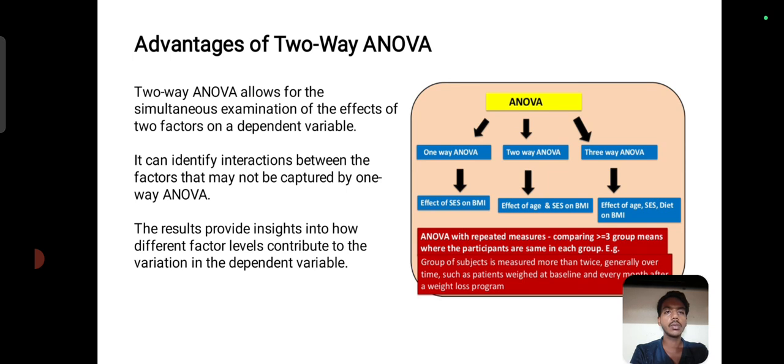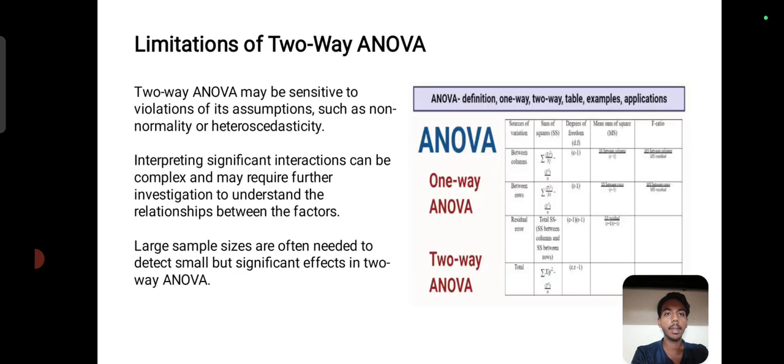Advantages of two-way ANOVA. Two-way ANOVA allows for simultaneous examination of the effect of two factors on the dependent variable. It can identify interactions between the factors that may not be captured by one-way ANOVA. The results provide insight into how different factor levels contribute to the variance of the dependent variable.